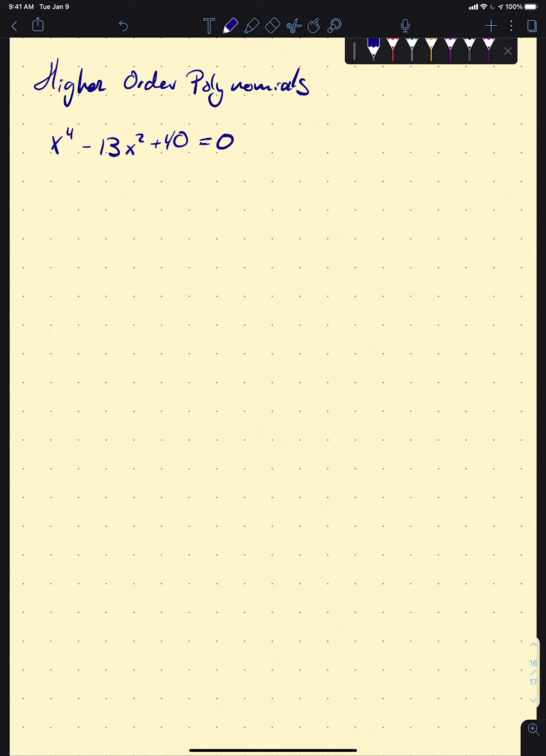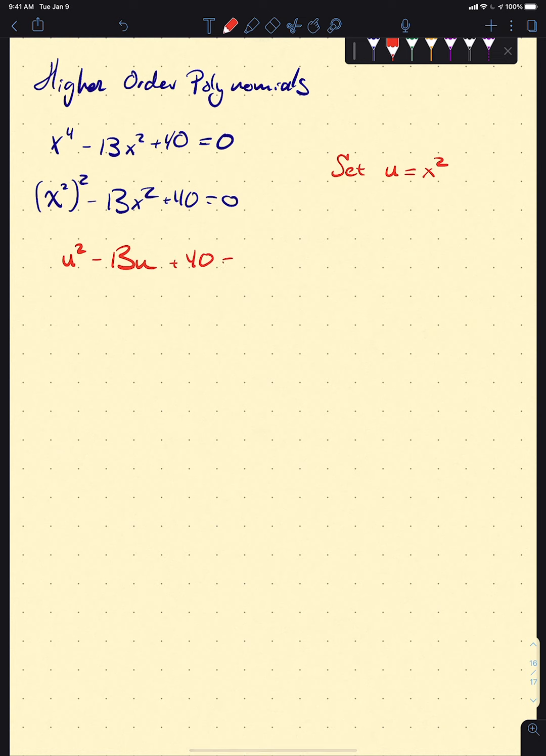But let me show you a fun little shift in perspective that will allow us to solve this with relative ease. One of the things about our exponent rules is I can write x to the 4th like this: x squared squared minus 13x squared plus 40 equals 0. Then we're going to do something we generally call u substitution, right? That's picking a clever value for some variable u that will transform this into a quadratic, right? So let's set u equal to x squared. And when we do that, we get u squared, because we have x squared squared, minus 13u plus 40 equals 0. And this is a quadratic in u.